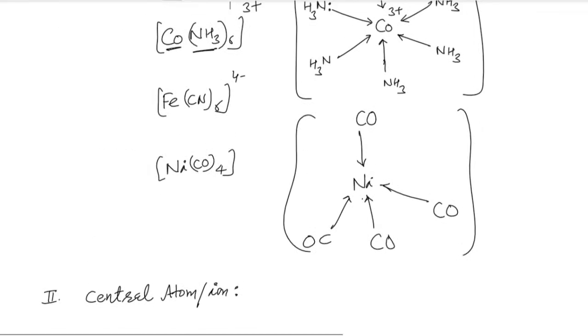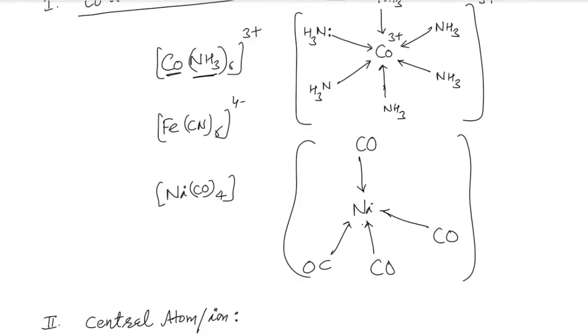So this is about the coordination complex, coordination entity or coordination sphere. Now second, central atom or ion. In the coordination complex or entity, the metal atom or ion to which a fixed number of molecules are attached by coordinate bond is called the central atom or ion. See, in the first case, cobalt, Co3+.